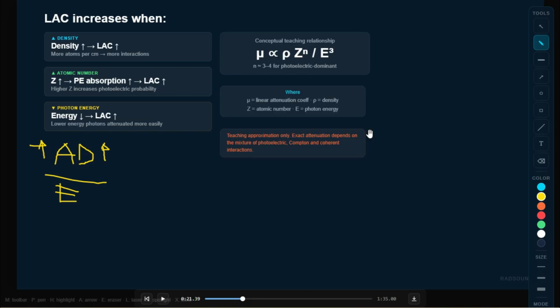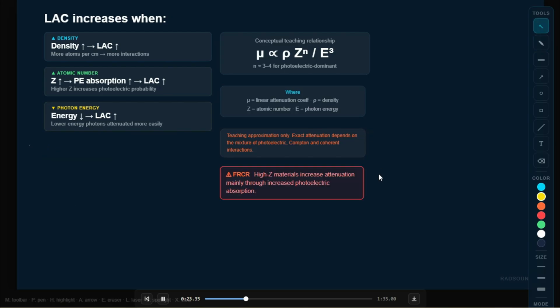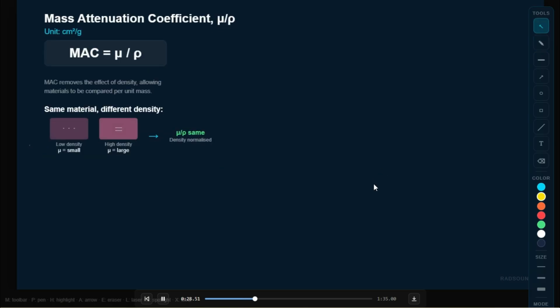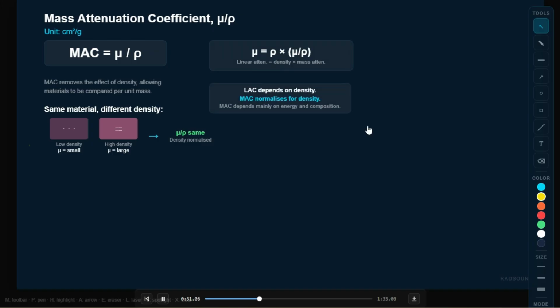This is only for teaching, because the attenuation depends on the photoelectric, Compton, and coherent interactions all together, okay? So now, a high atomic number material will increase the linear attenuation coefficient. What about the mass attenuation coefficient? What is happening in the mass attenuation coefficient?